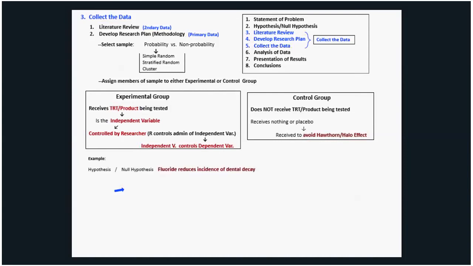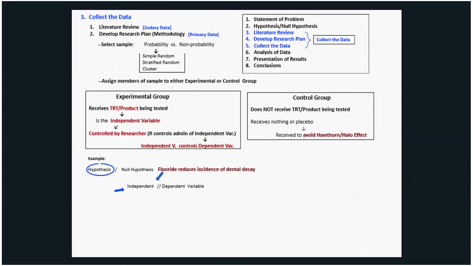So what happens with this is that normally you're going to give your control group something. It's not going to be the product you're studying, but it's going to be something. So let's look at this. We have said that fluoride reduces the incidence of decay. That's going to be, whether we're going to have a hypothesis or a null hypothesis. If I say fluoride reduces the incidence of decay, I'm saying fluoride has an effect on the level of decay. So this is going to be a hypothesis, right?